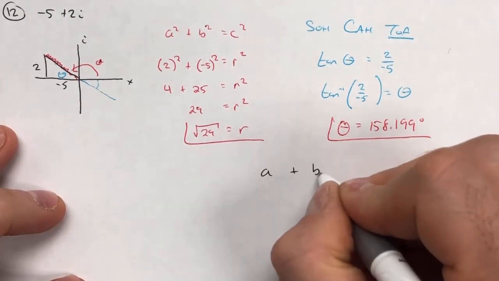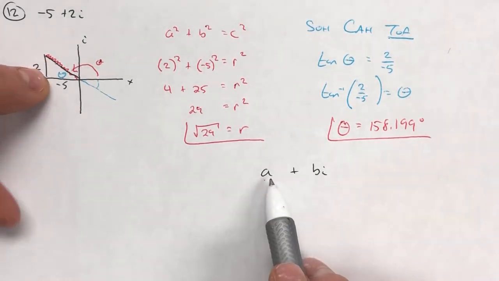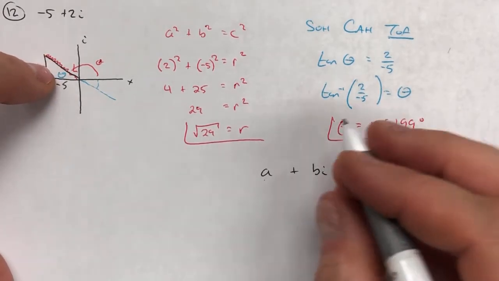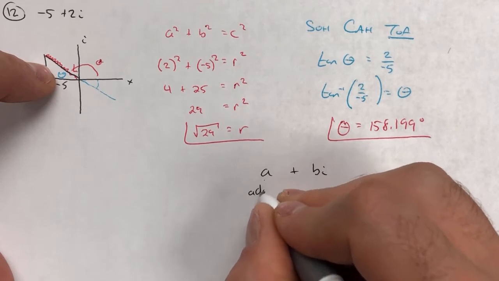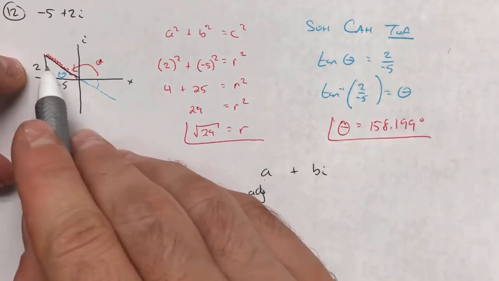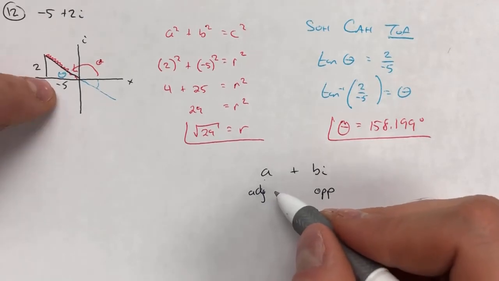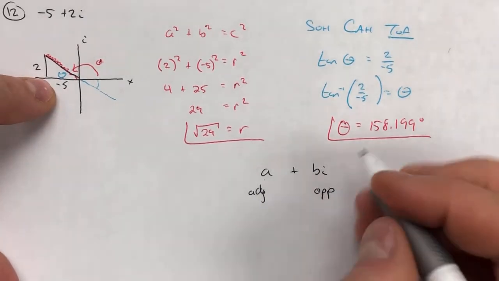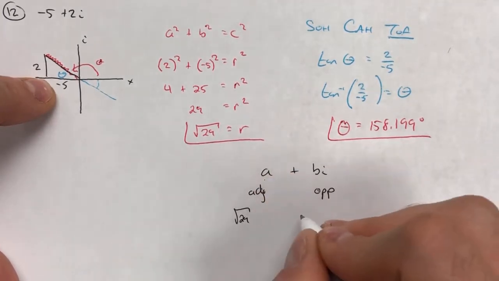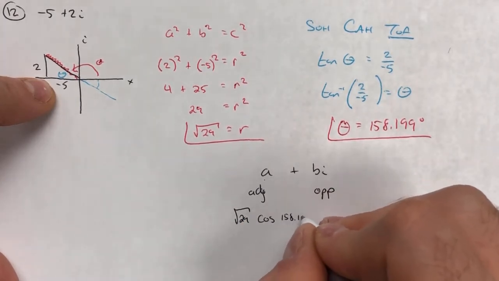But in trigonometric form, I want to produce my complex number, which is a plus bi, using these two values. So for my a, my real number axis, I'm going to try to produce that negative 5, which according to my angle is the adjacent leg. For my complex leg, according to my angle, that is my opposite leg. So if I want to produce that negative 5 using an adjacent angle, I'm going to say this is my modulus, which is root 29, times, let's see, adjacent is cosine of 158.199 degrees.